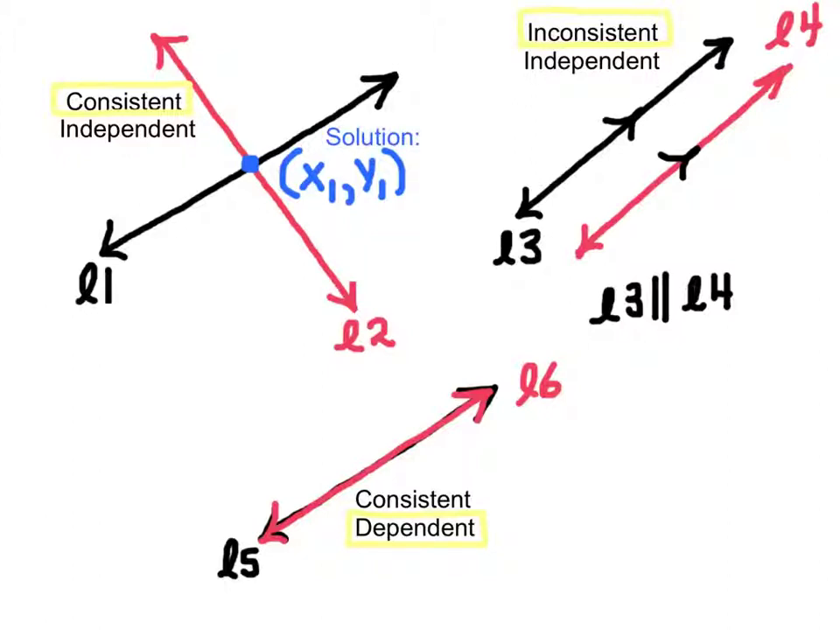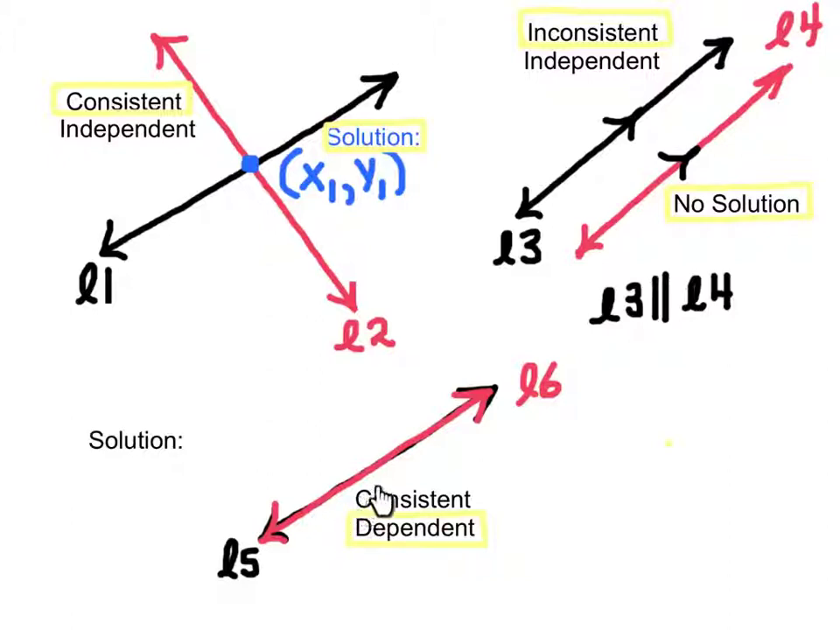In the first case, the solution to lines 1 and 2 is the xy point. That is x1, y1. So the solution is the ordered pair where the lines intersect. A solution represents where lines touch. Let's look at the second situation. In the second situation, these lines never touch. So in this case, we say that there's no solution. Line 3 and 4 as a system have no solution.